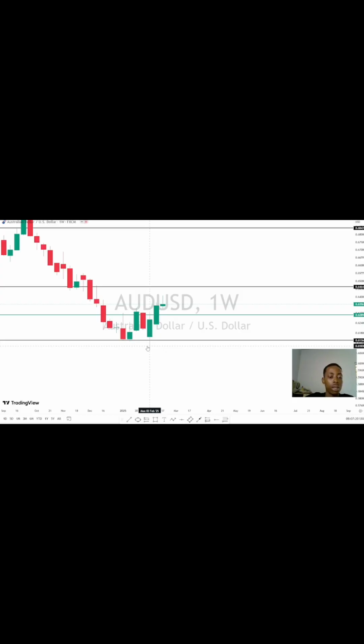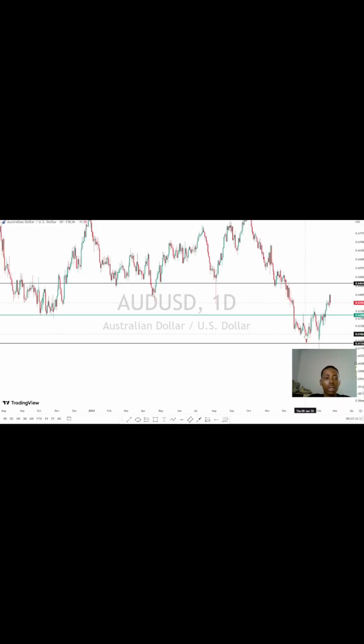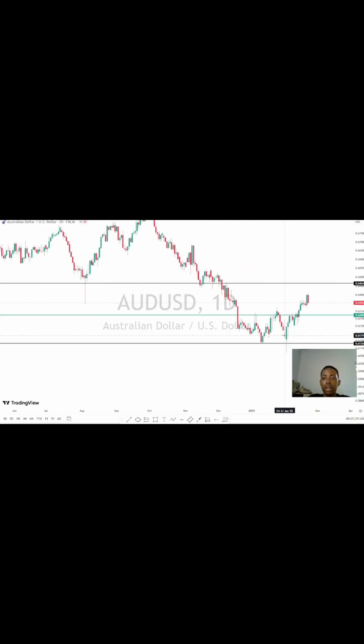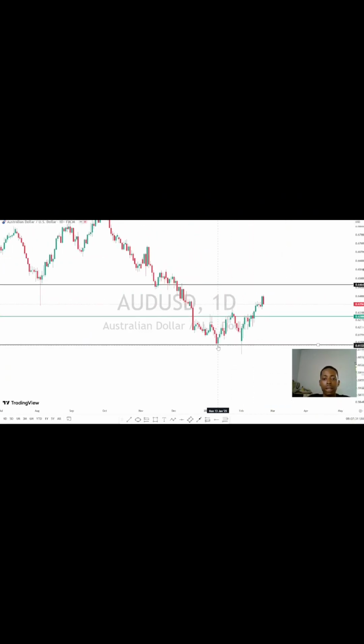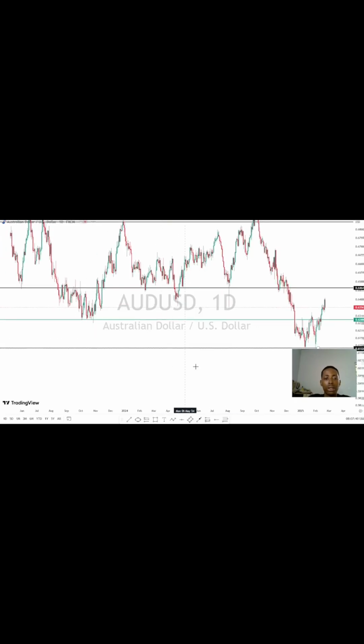Let me scale down to my daily time frame. On the daily time frame, you can see that the market has formed a double bottom at this level, and now we are about to retest down to this level. So this is how I trade now. I will zone it because I like zoning it. Let me zone my resistance. I'll take it as my resistance.